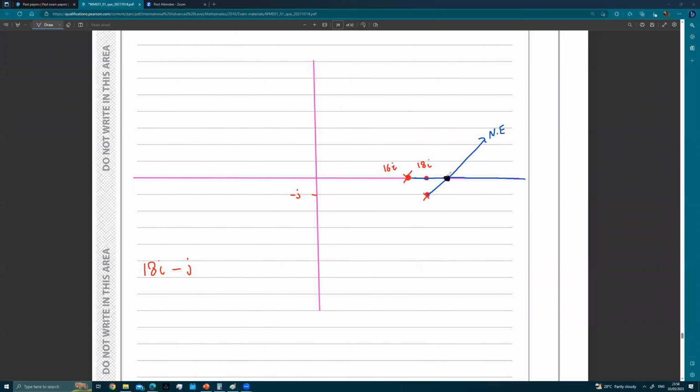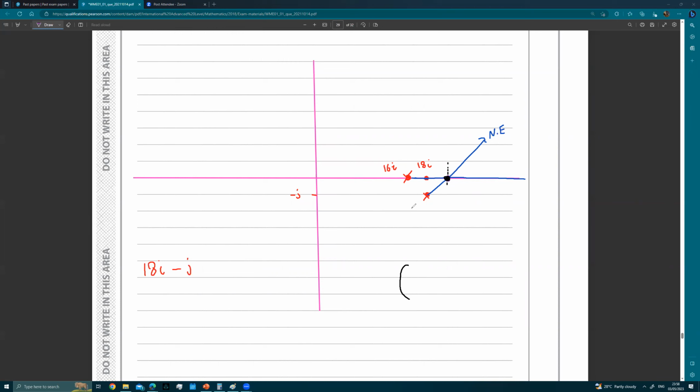This is the point of intersection over here. Okay, so I want to know where the lighthouse is. I know the J coordinate of the lighthouse, but I'm trying to work out what the I coordinate of the lighthouse is.